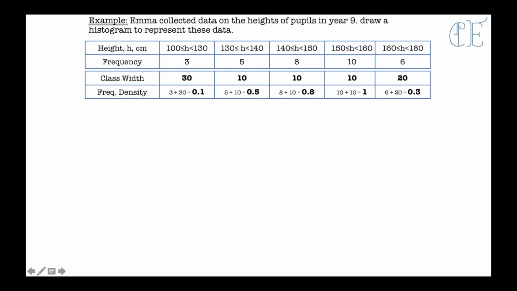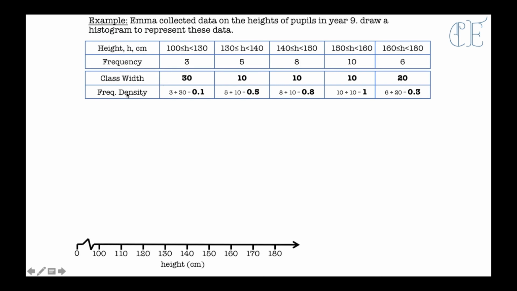Okay, so hopefully you can remember what I told you in the last example. Whatever information you have here goes across the bottom, and your frequency density goes on the vertical axis. Okay, so this is your vertical axis and your horizontal axis. And also make sure you label them with frequency density and height, or whatever information is given here.